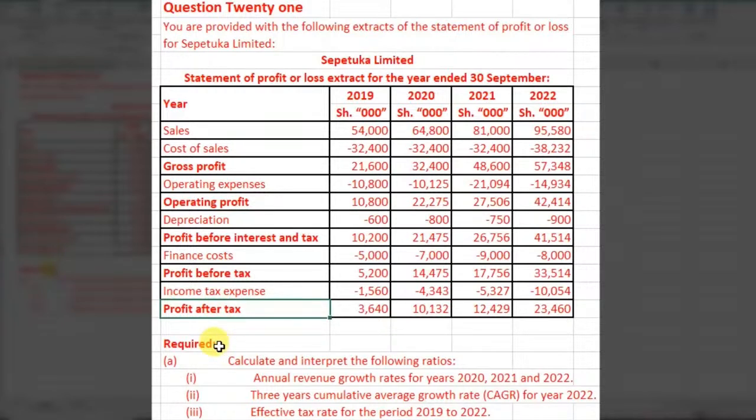You are required, A, to calculate and interpret the following ratios. Number 1, annual revenue growth rates for years 2020, 2021, and 2022.